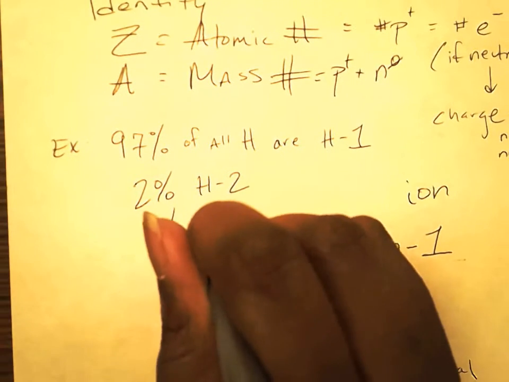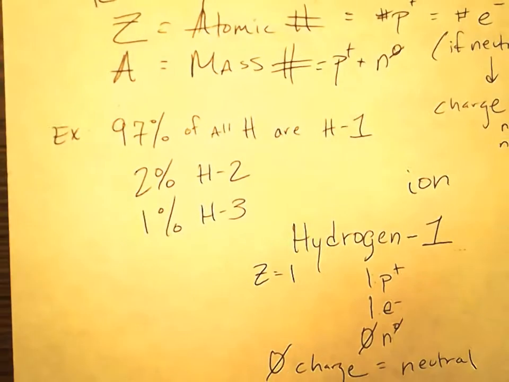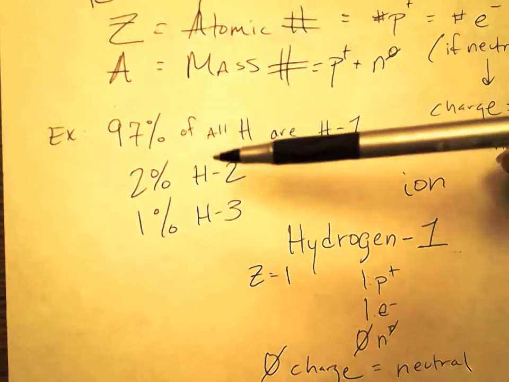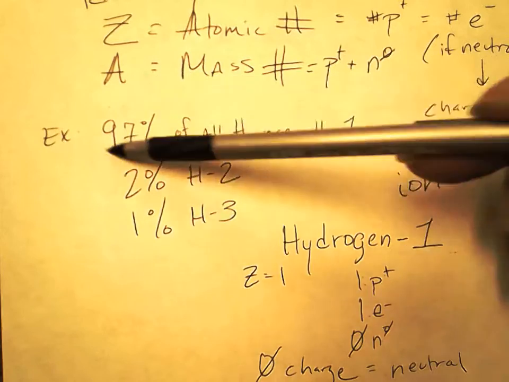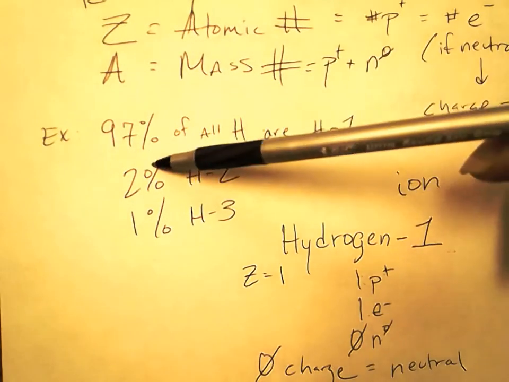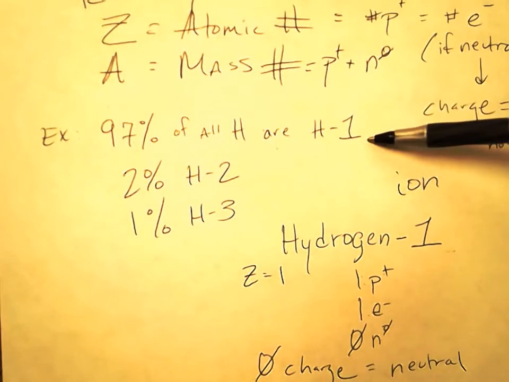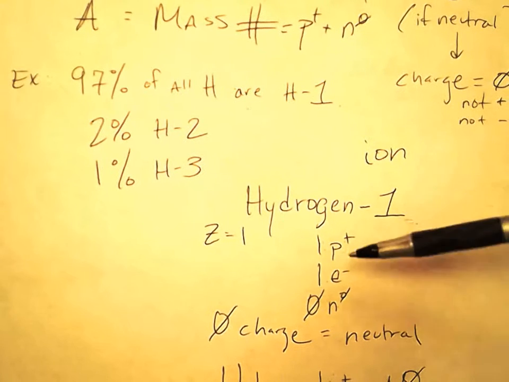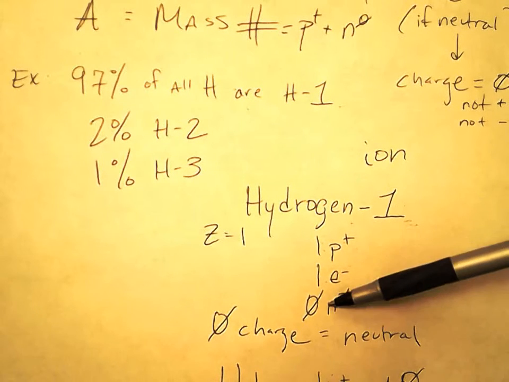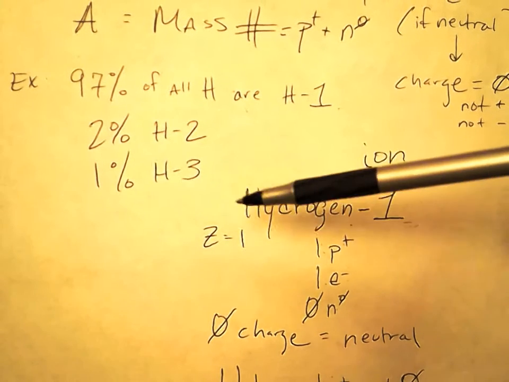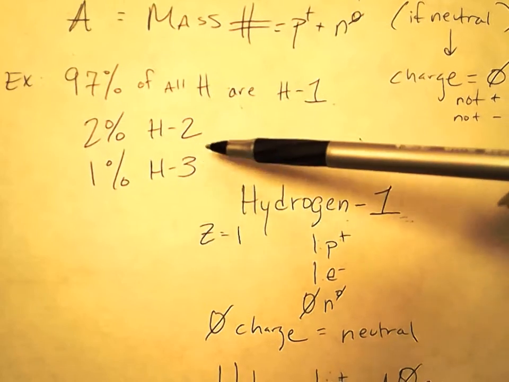1% are H3. So what does that mean? Out of all the hydrogens in the world, the overwhelming majority of them are H1, which is the one we talked about here. 1 proton, 1 electron, 0 neutrons. The majority of them are like that. 2% are H2.